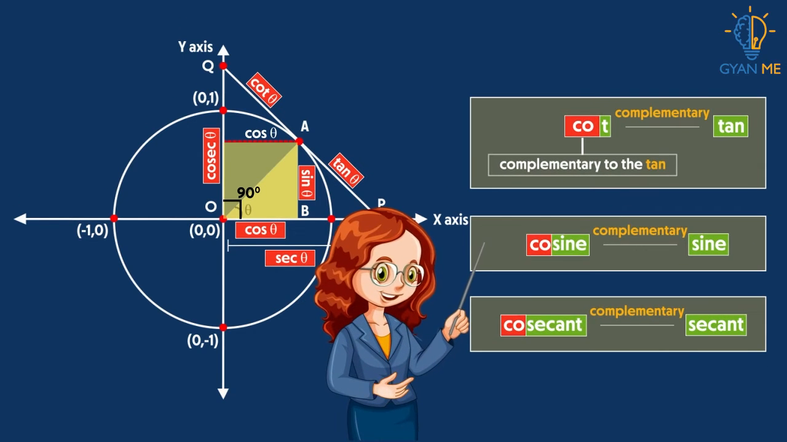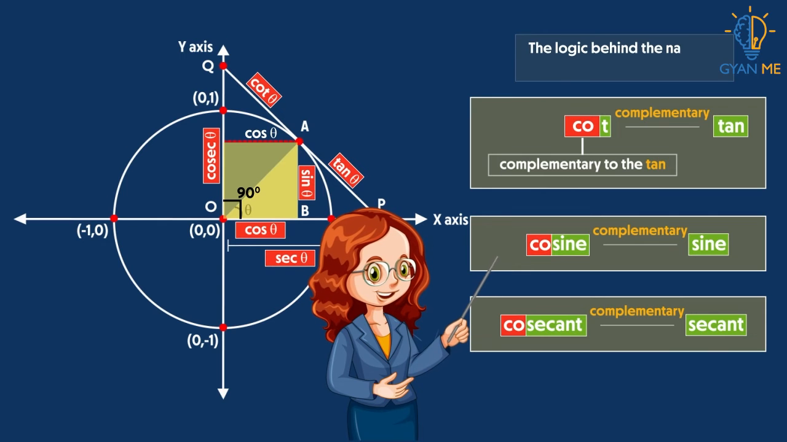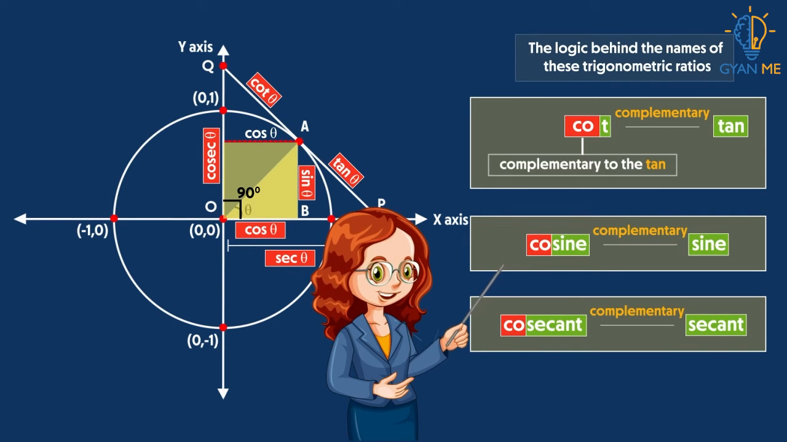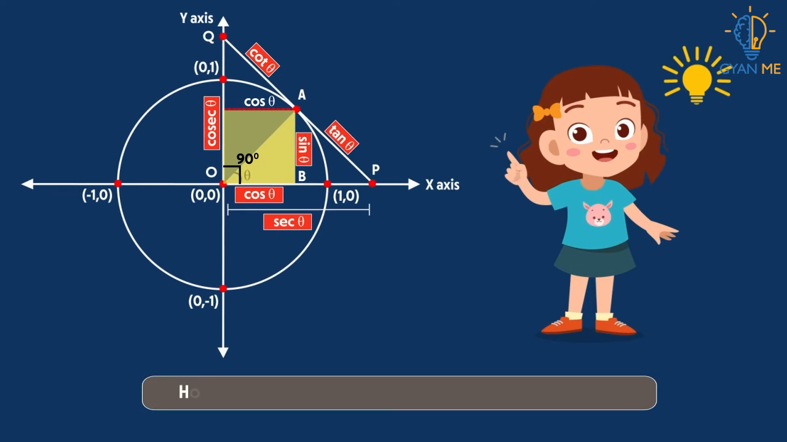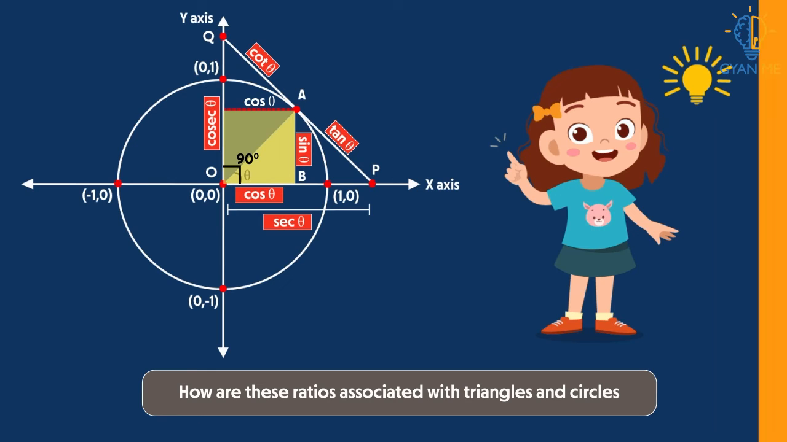Well, this is just to make things easy and quick for you to remember. Why they are complementary, we will learn in some other video. But for now, we know the logic behind the names of these trigonometric ratios. Okay, so we know how these ratios are associated with triangles and circles for now. Let me tell you one more interesting fact about these ratios.